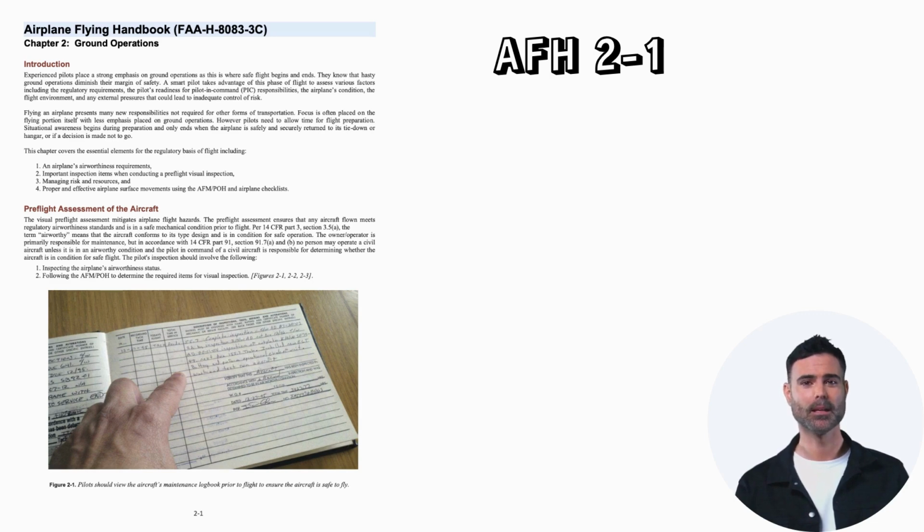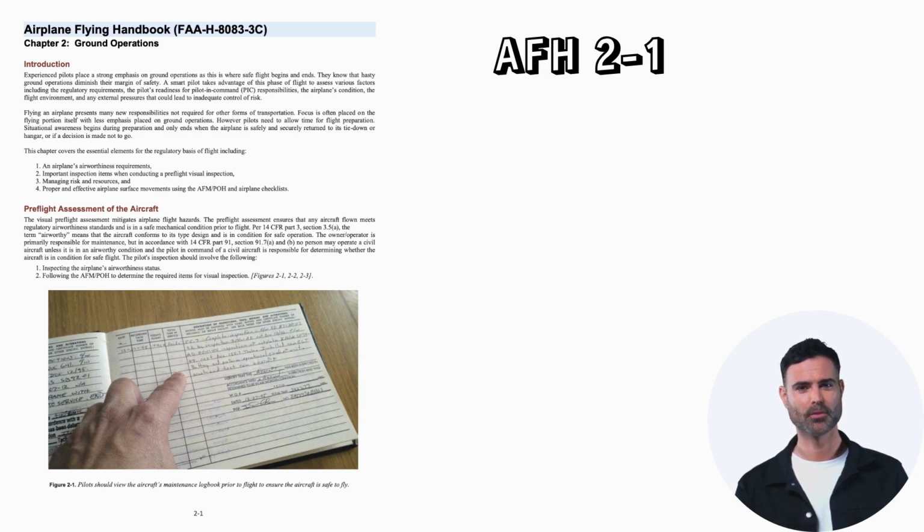Flying an airplane presents many new responsibilities not required for other forms of transportation. Focus is often placed on the flying portion itself, with less emphasis placed on ground operations. However, pilots need to allow time for flight preparation. Situational awareness begins during preparation and only ends when the airplane is safely and securely returned to its tie-down or hangar, or if a decision is made not to go.